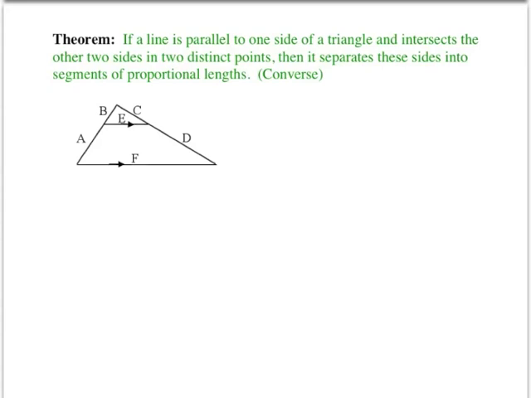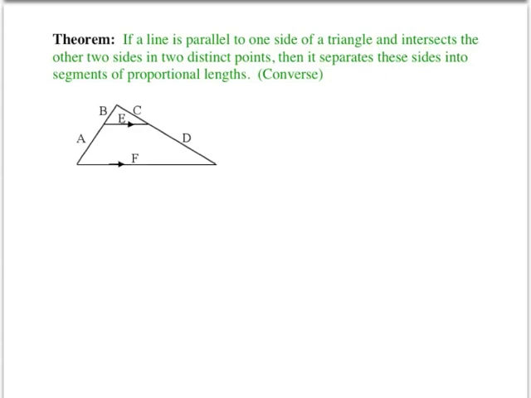So the first theorem states, if a line is parallel to one side of a triangle, and it intersects the other two sides in two distinct points, then that line separates the sides into proportional segments. So in other words, this line separates this length into proportional parts that follow the same proportion as that length.